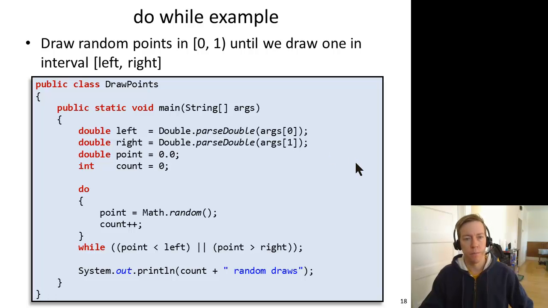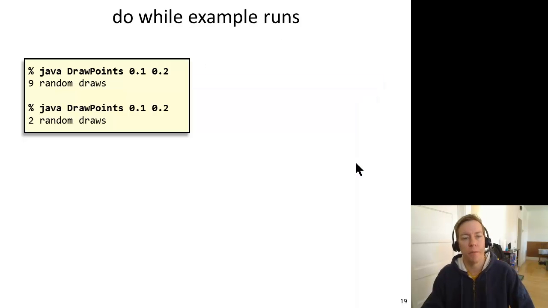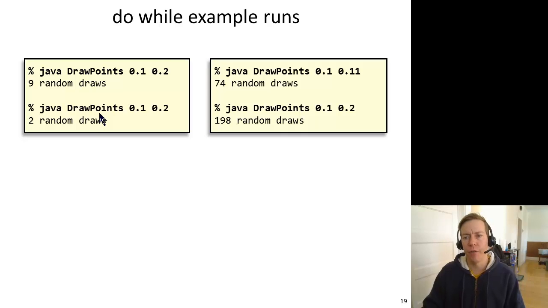points. Here are some example runs of that program. If we give it 0.1 to 0.2, it took about 9 random draws. Second time we ran it, it took 2, so we got kind of lucky. It's random, so you're going to get different results every time you run it. If I give it a narrower interval, so 0.1 to 0.11, so that's a smaller slice of that 0 to 1 interval, it took 74 attempts. And then I ran it again with a slightly bigger interval, and I just got kind of unlucky, and it took 198 times to hit one.